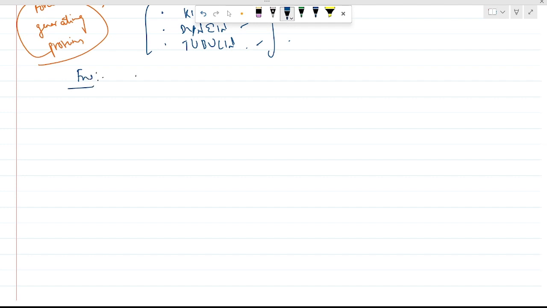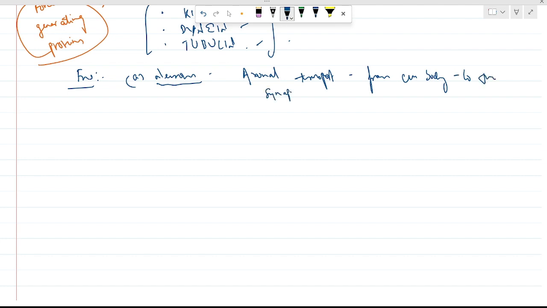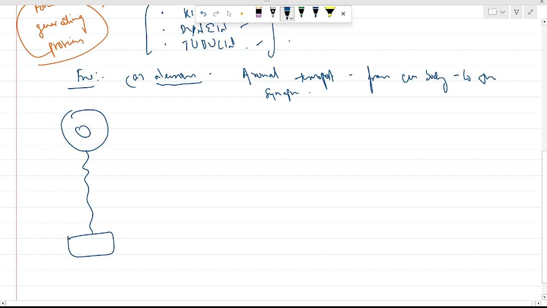The first function is in the neurons. In the neurons, what are the functions? The function is for axonal transport. These are involved in the axonal transport in the neurons, that is from the cell body to the synapse. We know in general nerve physiology, this is the cell body. This is generally the axon, and this is the synapse.